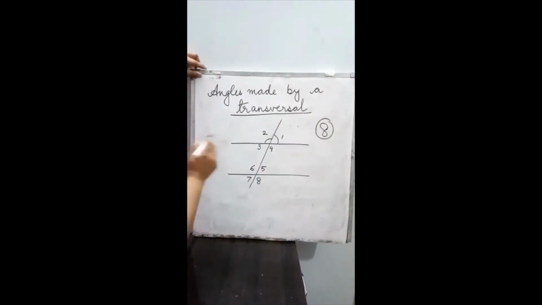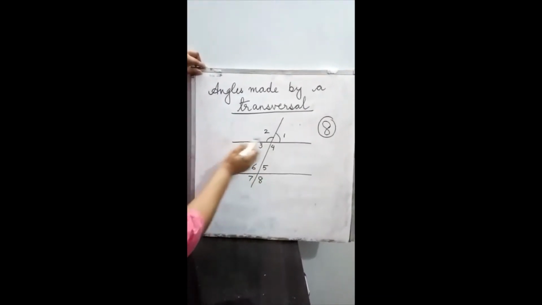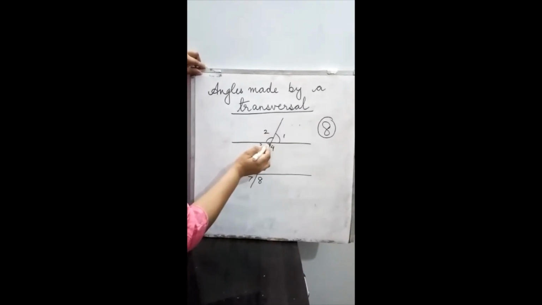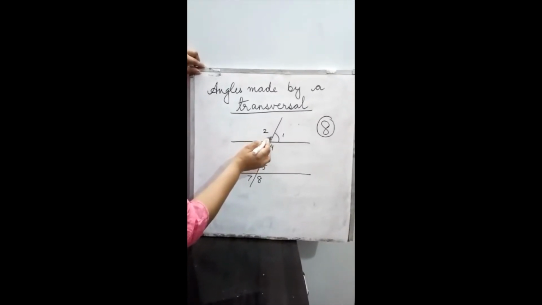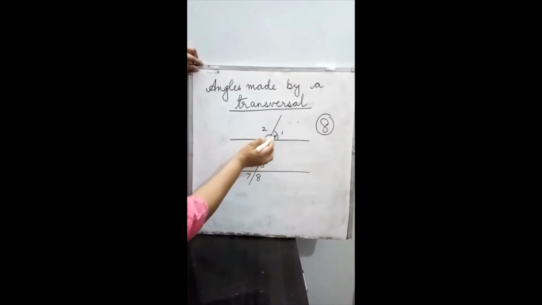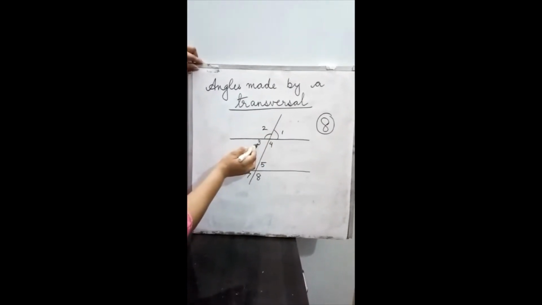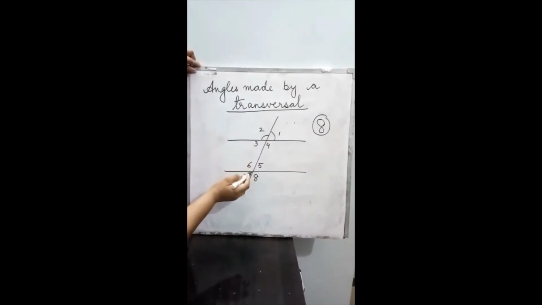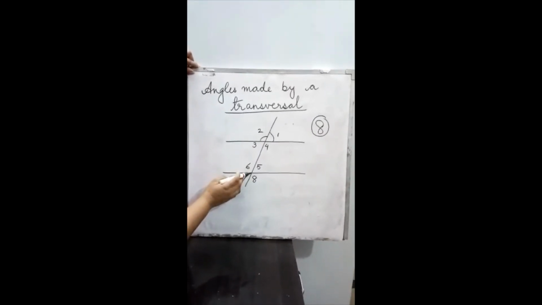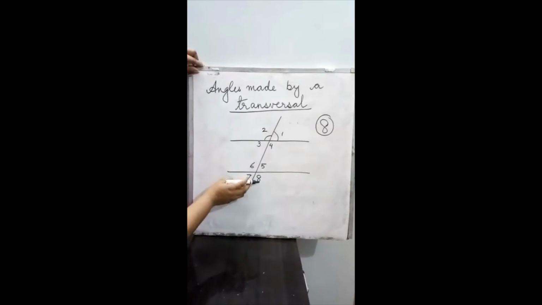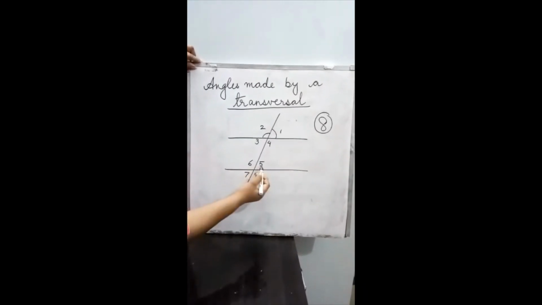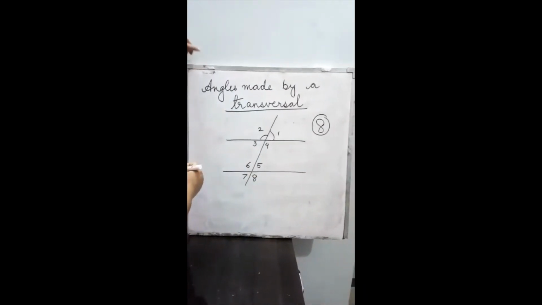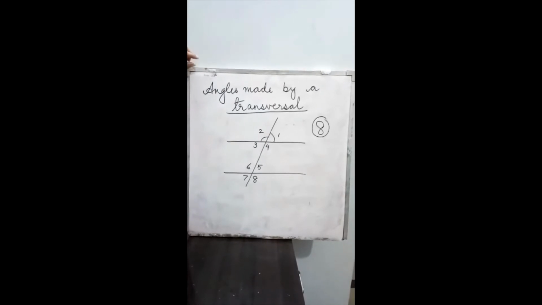So we learned yesterday that on the same line when two lines intersect, you can see this is the intersecting point. So angle 2 and angle 4 are vertically opposite angles. Angle 1 and angle 3 are vertically opposite angles. And on this line, this is the point of intersection. Angle 6 and 8 are vertically opposite. 5 and 7 are vertically opposite angles. So this was about vertically opposite.